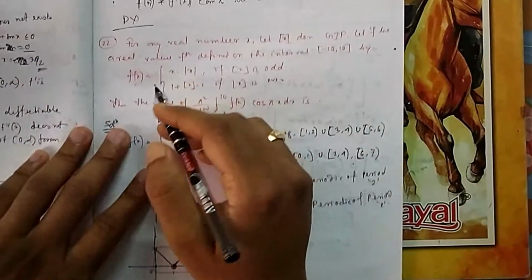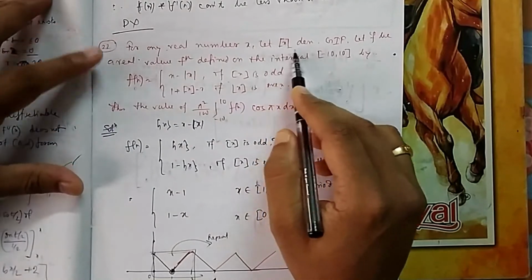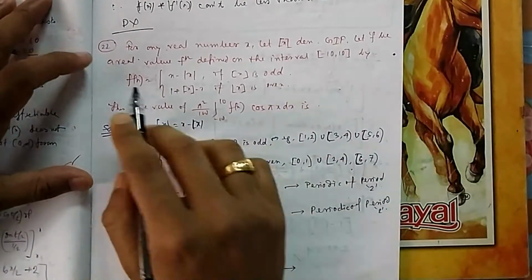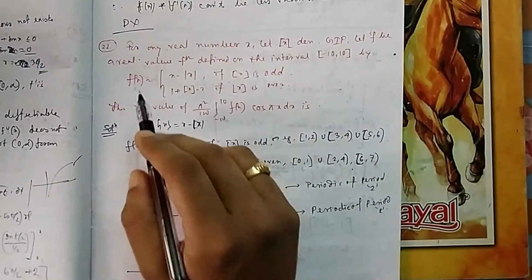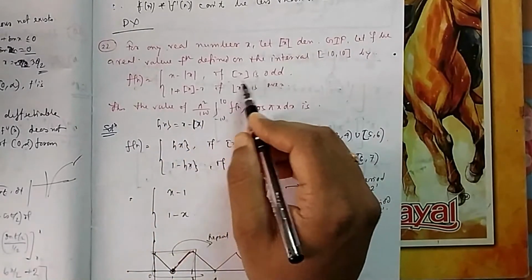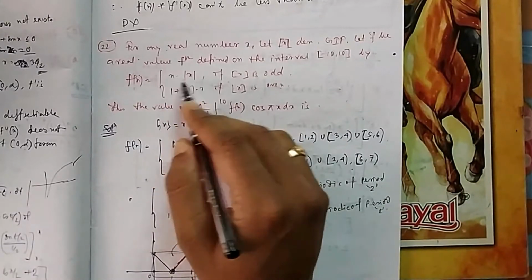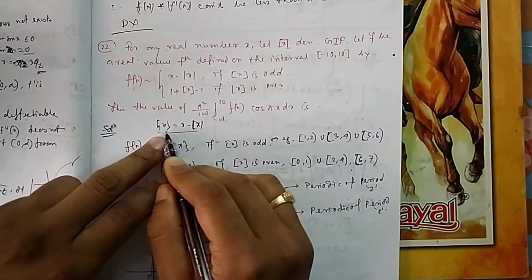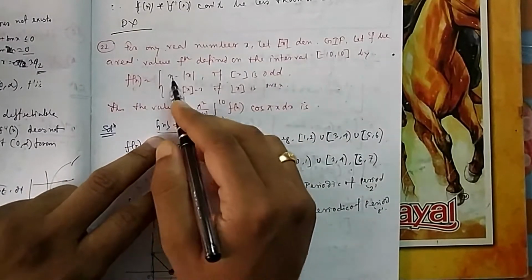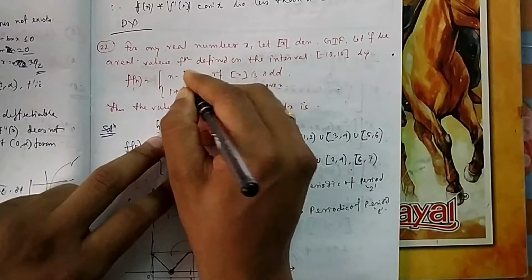Okay, in question number 22, for any real number x, let this be the greatest integer function, you know. F is a real valued function in this interval. So f(x) is this if the greatest integer is odd, and this if it is even. So you know this one. What is this one? This was the fractional part of x. This is also written as a function x minus box of x, not mod x, it is box of x.